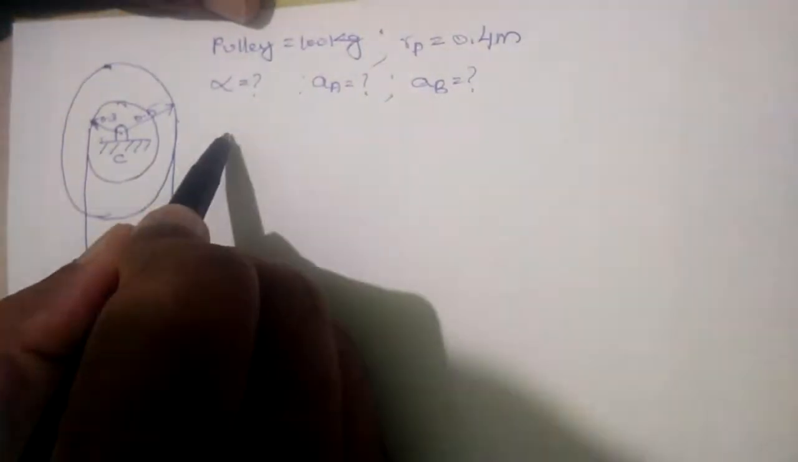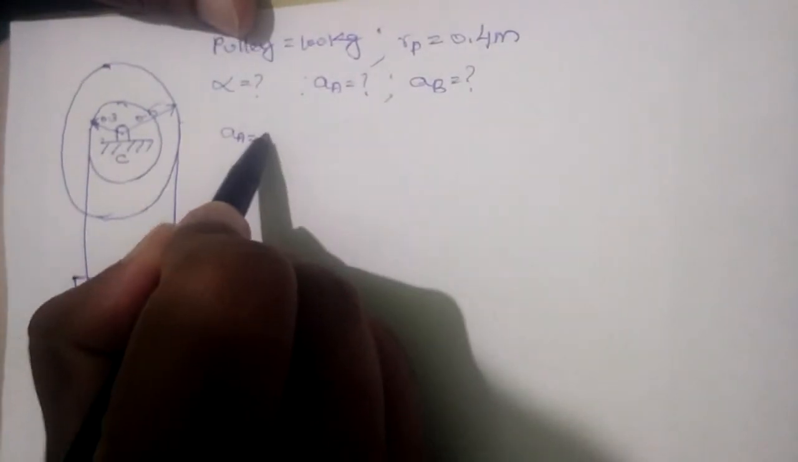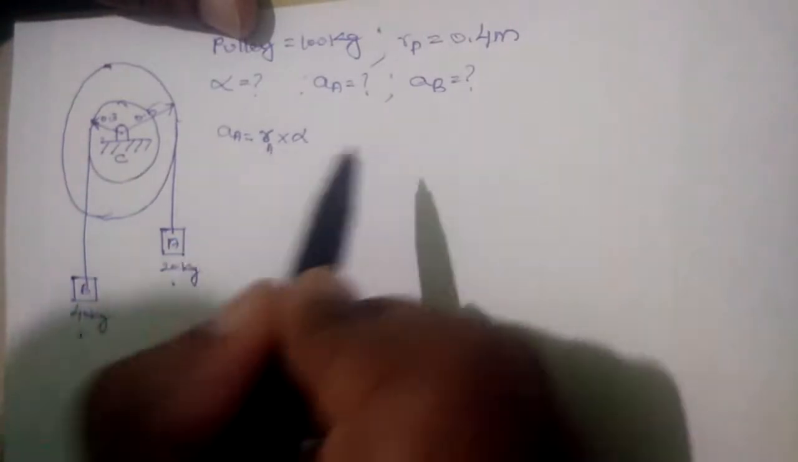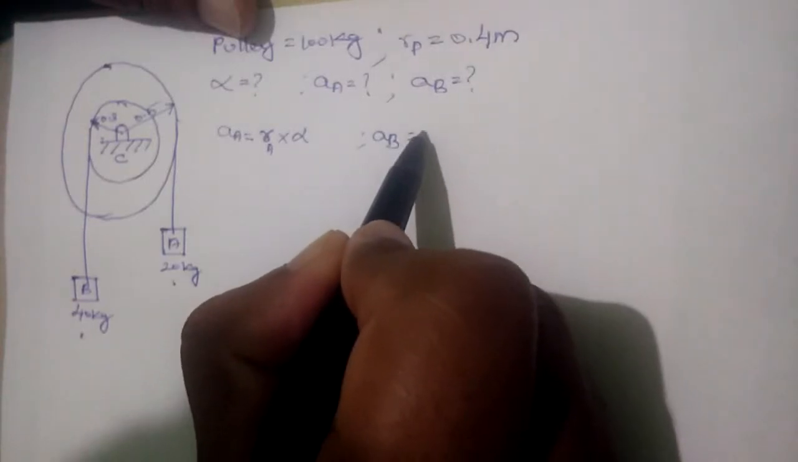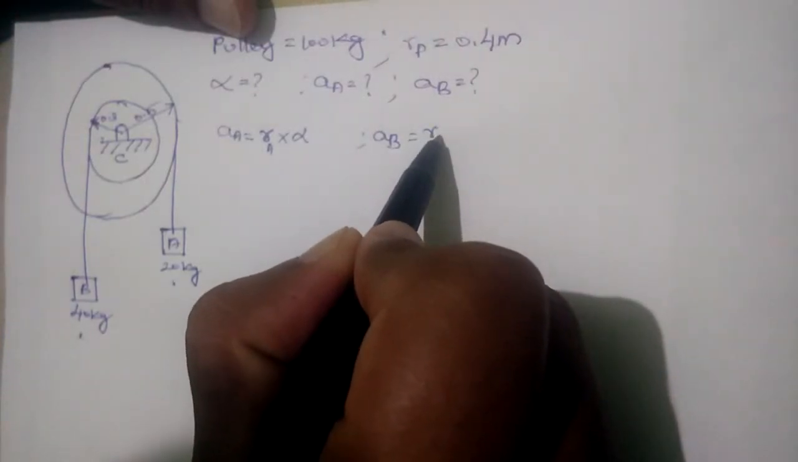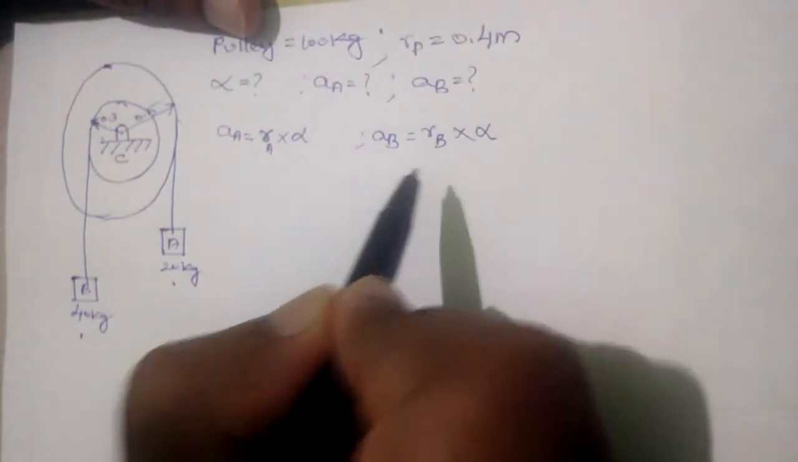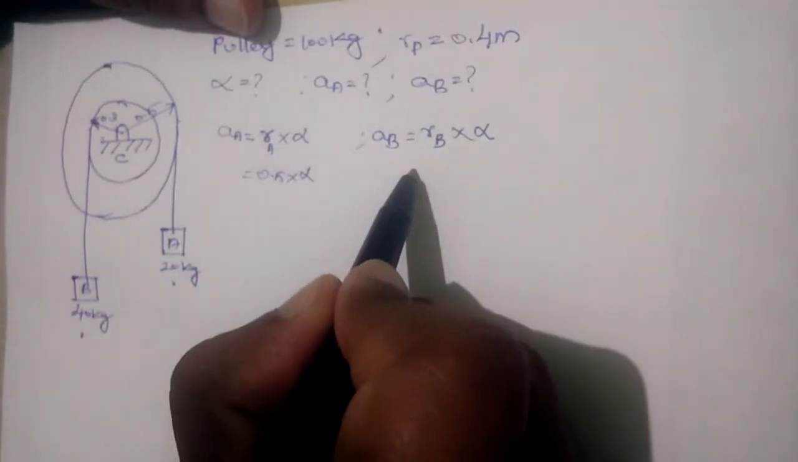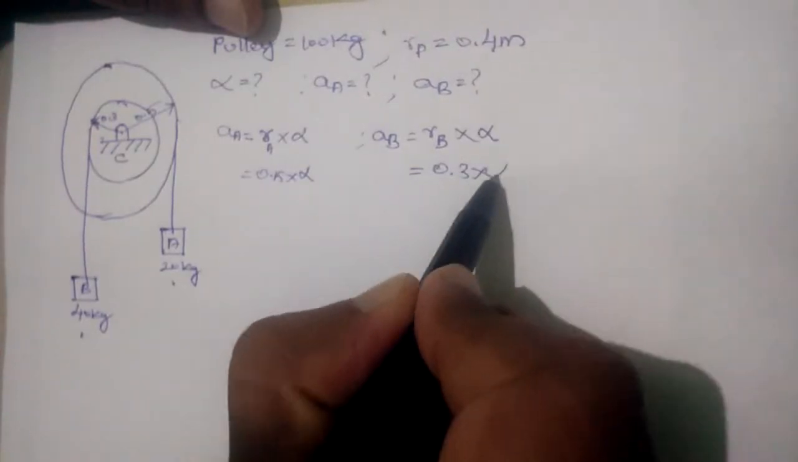Linear acceleration of cylinder A is equal to radius R into angular acceleration, which is 0.5 into alpha. Linear acceleration of cylinder B is equal to the radius of cylinder B into angular acceleration. Here linear acceleration of B is equal to 0.3 into alpha.